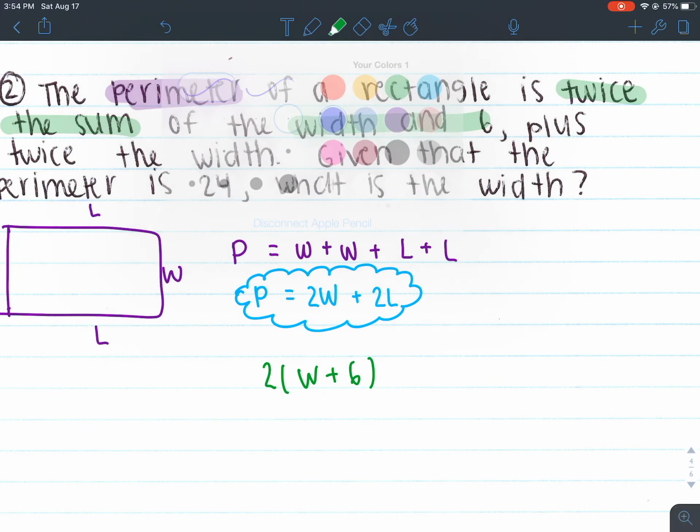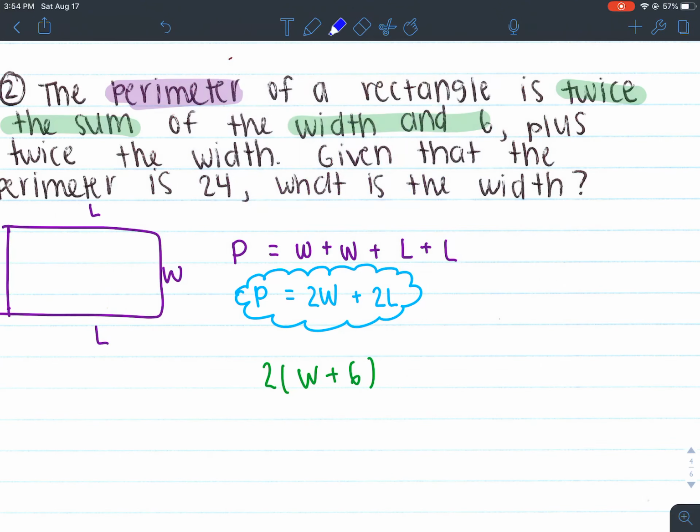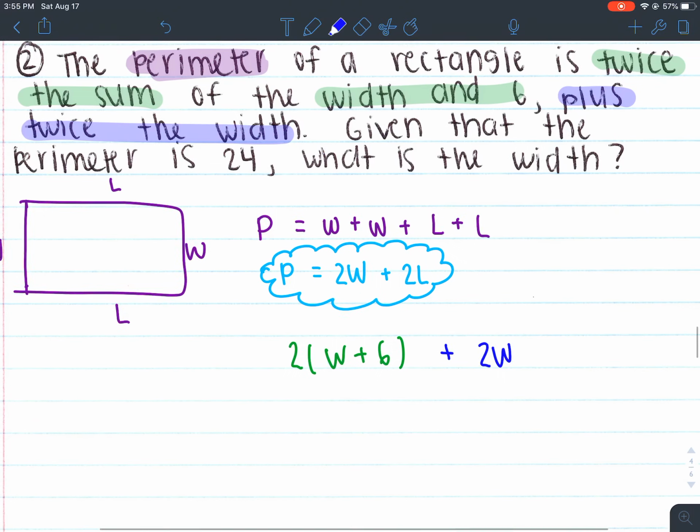I'm changing my colors so that I can see a little better. And this is plus twice the width. Twice the width, what is that? Well, twice the width would be 2W. So plus twice the width, and I'll go ahead and put that in blue. So I've kind of highlighted things for you here.